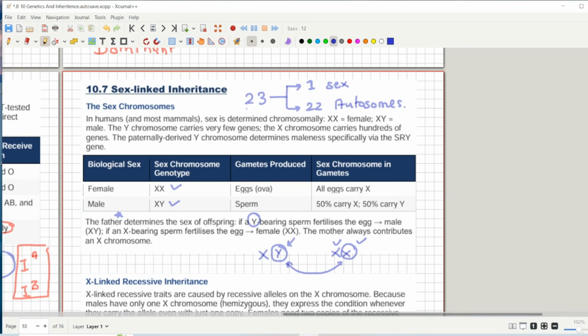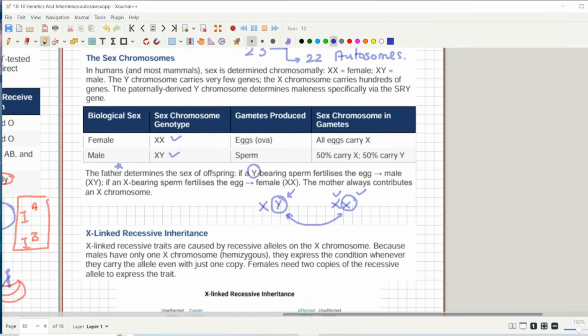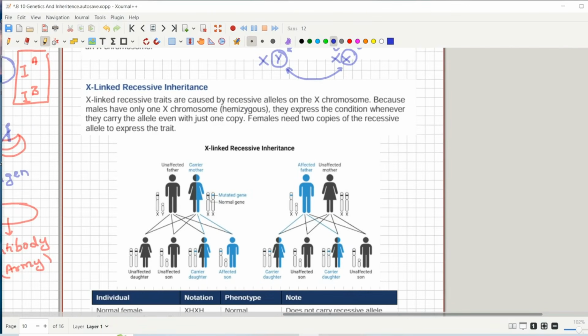So when we are talking about inheritances, we will talk about the inheritances that come from the X chromosome and from the Y chromosome. First of all, if we talk about X chromosomes, then the inherited characters from the X chromosome could be either dominant or recessive. So first of all, let's talk about X-linked recessive inheritance. The characters that are inherited as recessive traits are called X-linked recessive inheritance.